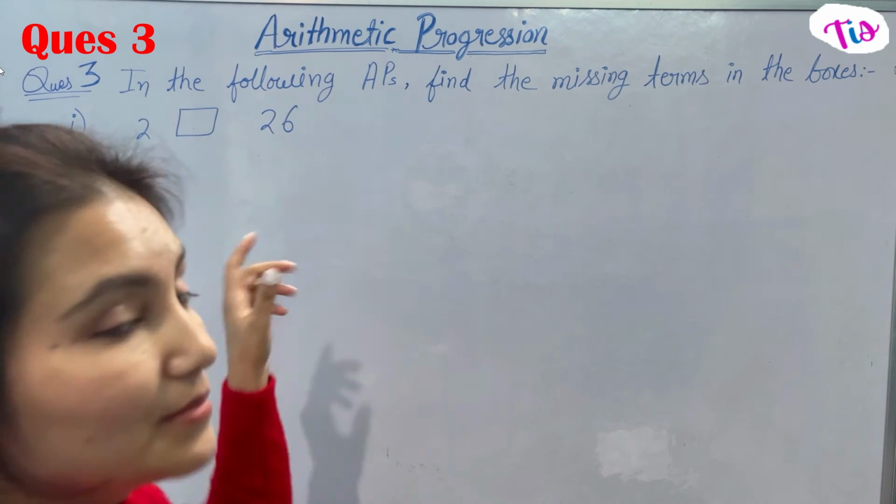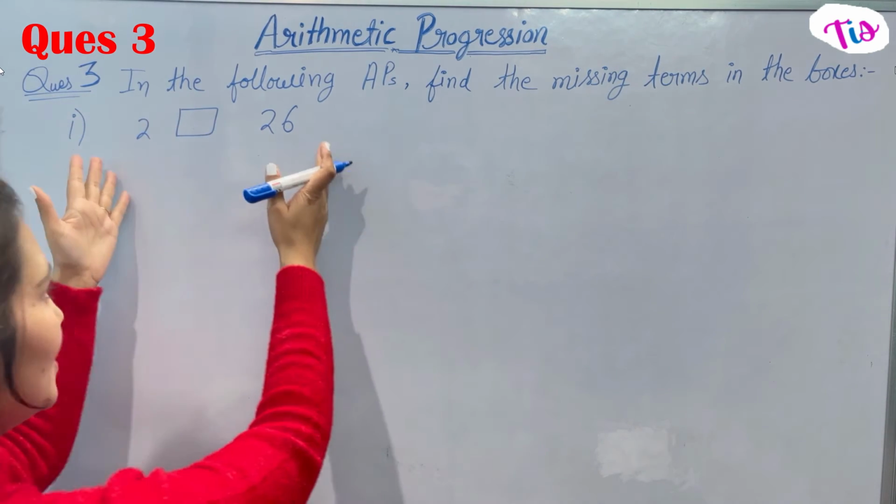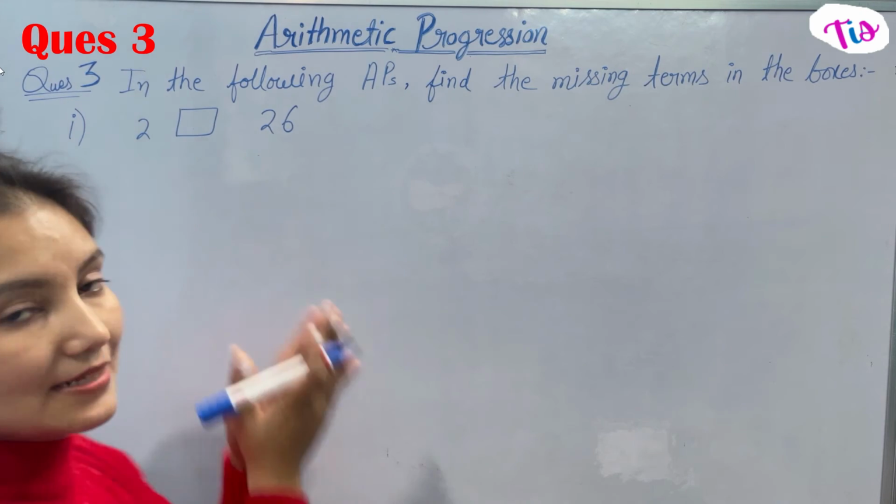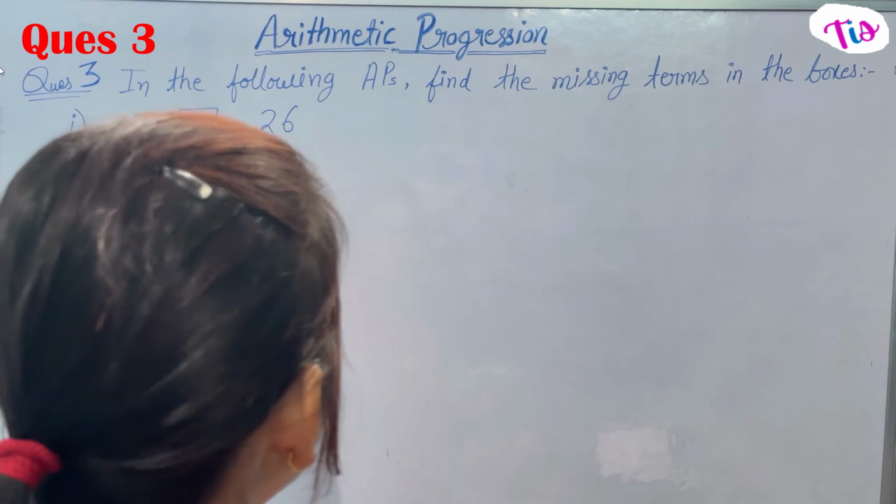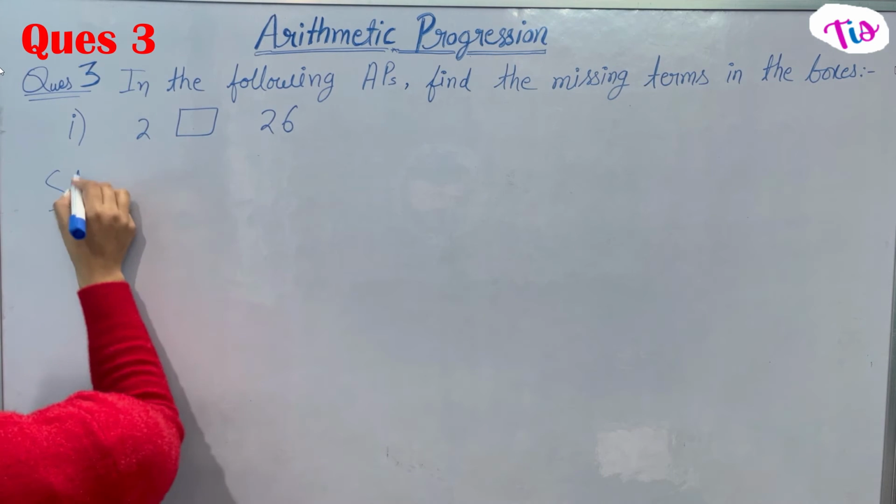And you need to find out the missing term of this AP. So AP is given, right? And you need to find out the missing term, right? So the second term is missing from this first part. So let's solve it for the second term.